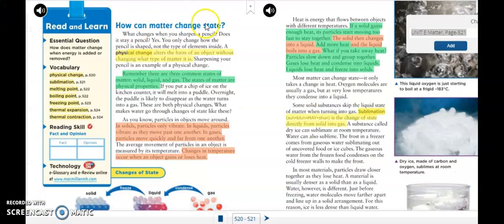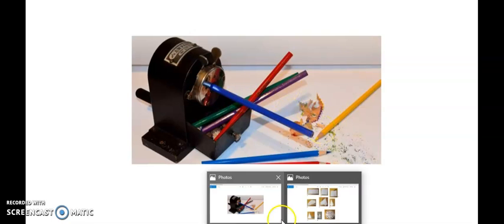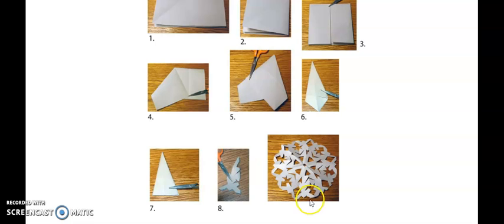How can matter change state? For example, what changes when you sharpen a pencil? Does this stay a pencil like this picture? Yes. Okay. What changes when you cut a paper? Does it still a paper? Of course, yes.